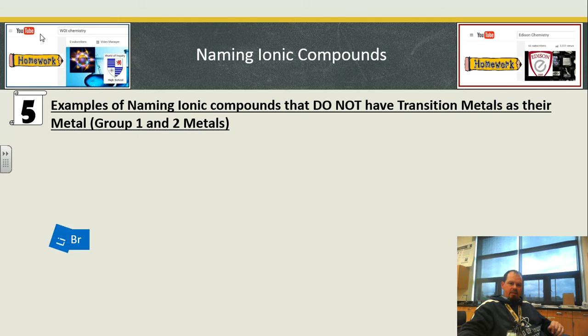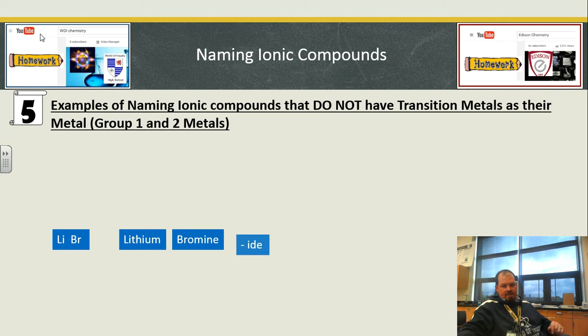Li is lithium, so we just use the metal's name, and then we say the nonmetal is bromine. Of course, it needs to end in "ide," so that becomes bromide. Okay, lithium bromide. The "ide" lets me know that the bromine is bonded to the lithium. Good. All right, let's get a little bit more complex.